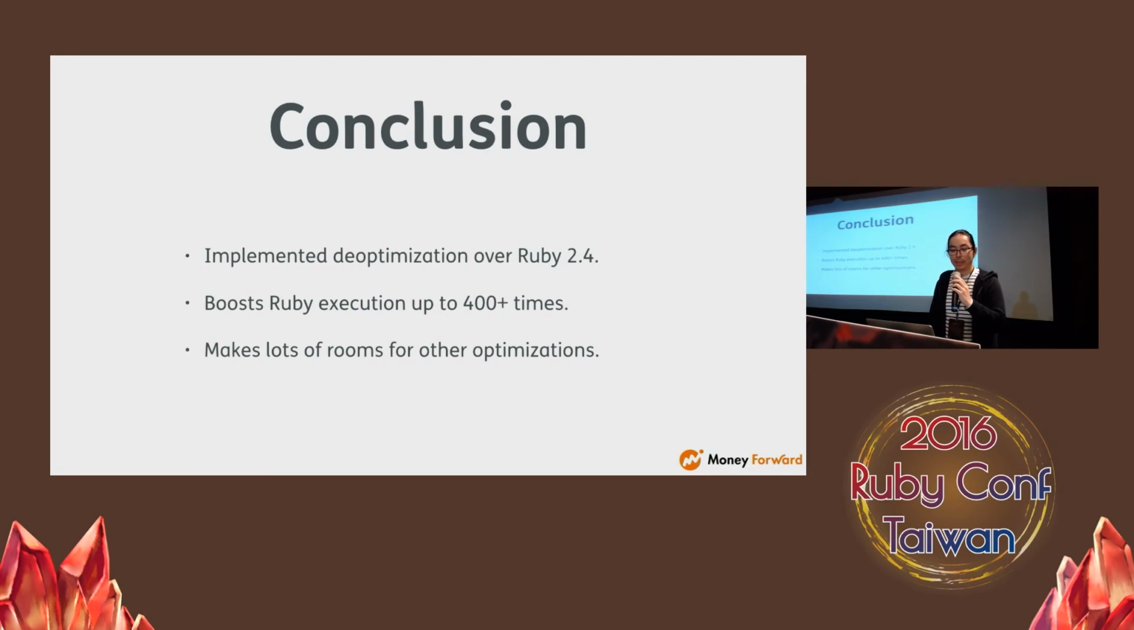All right, let's have a conclusion. I implemented what we call deoptimization on Ruby version 2.4. Under some benchmarks I showed you, it boosts execution up to 400 times depending on the benchmark. Also, because this is a very early attempt of the kind, it leaves a lot of room for future optimization.